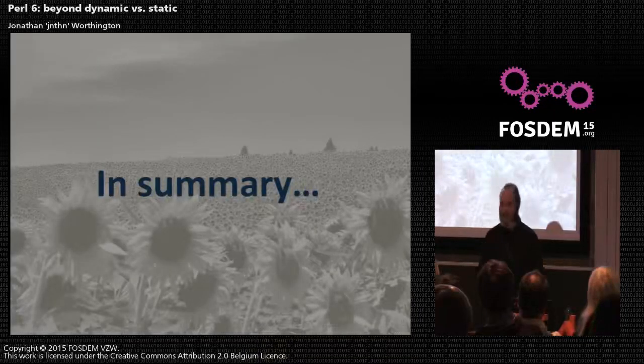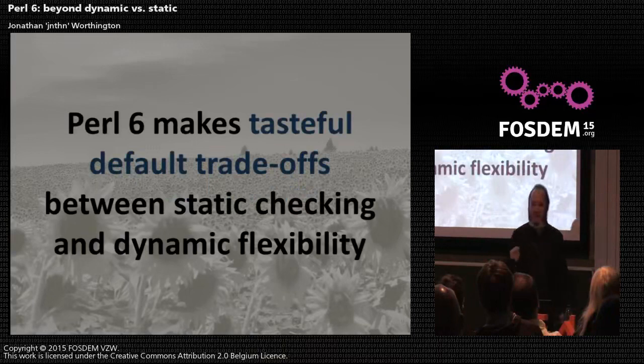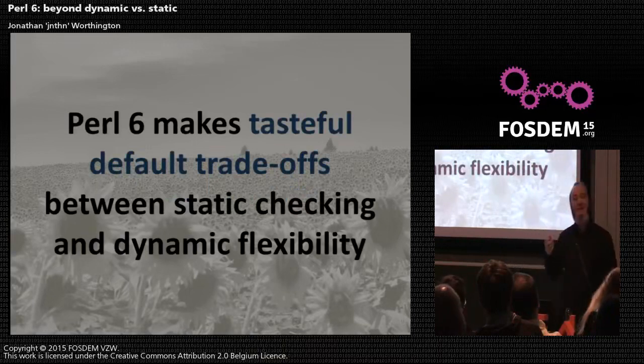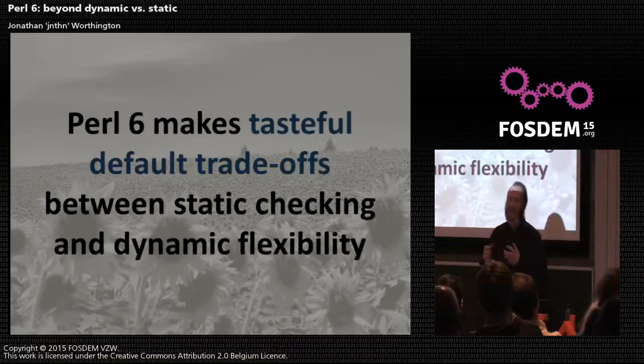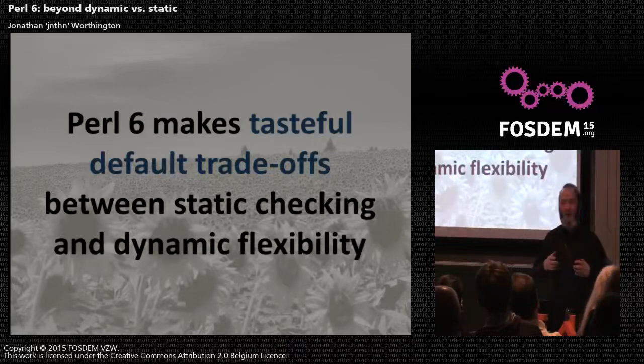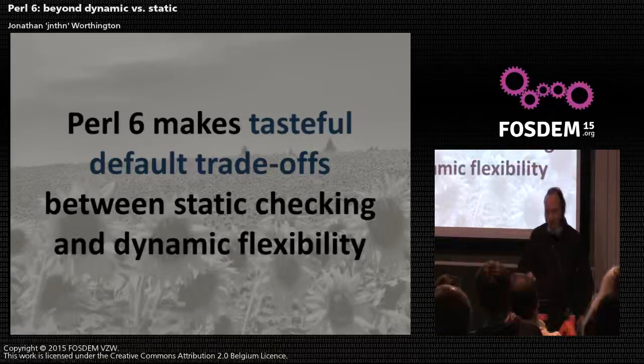So just to draw this together, I think for one, in Perl6 we've made a lot of, I'd say, quite tasteful default trade-offs between static and dynamic, where we've said, well, these things, it really makes sense to try and decide as we compile and tell you about. And these things really want to be dynamic, and we really want to put them off.